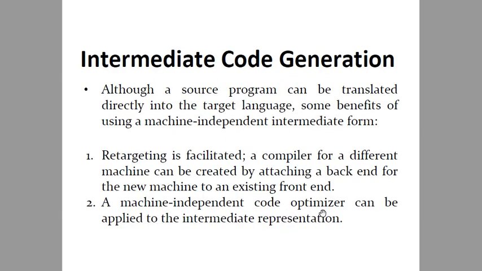The benefits obtained by using this machine independent intermediate form are that retargeting is facilitated, which means that a compiler for a new machine can be created by attaching the backend for the new machine to the existing front end. The front end remains the same for the compiler, only the backends are changing. When we design a compiler for some particular language, be it Java or C, the front end necessarily remains the same, only the backend keeps on changing.